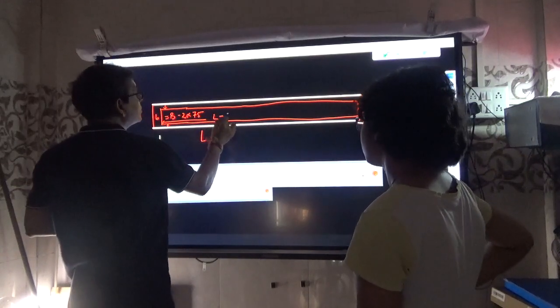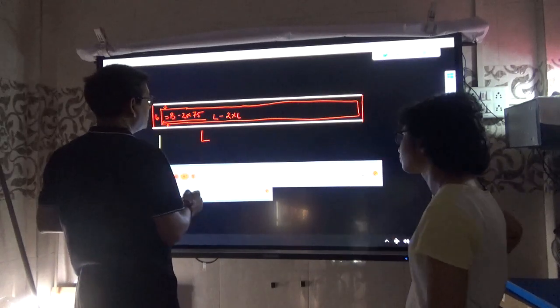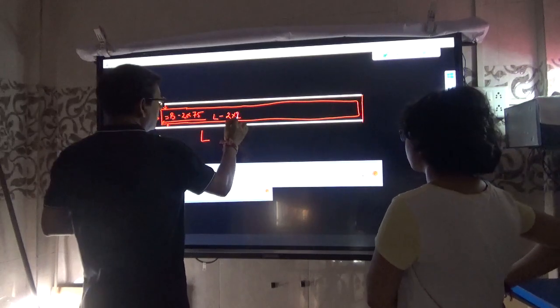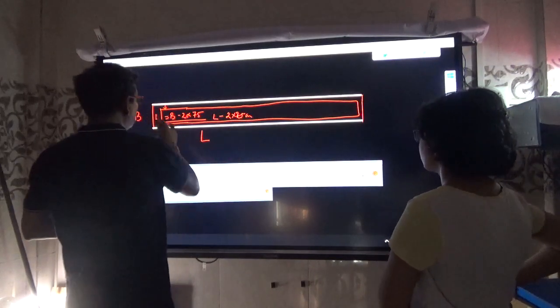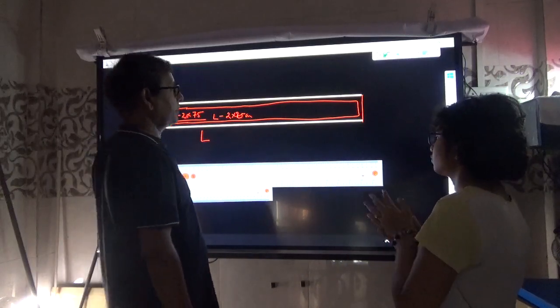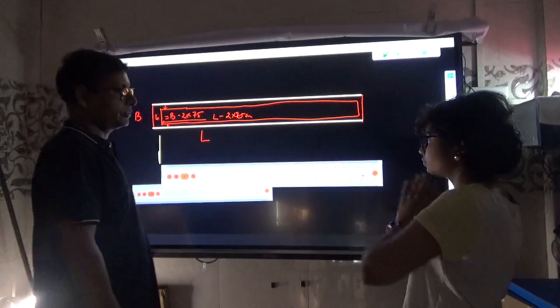Similarly, if the entire length was L, then this length will be L minus 2 into 75, whatever is given. So then we know the length, we know the breadth of the carpet, we can find out the area of this carpet. Clear?